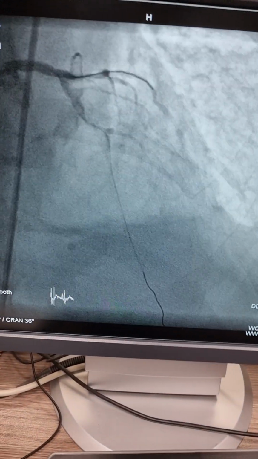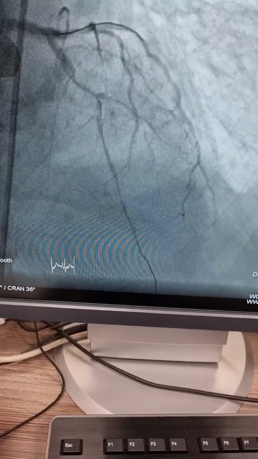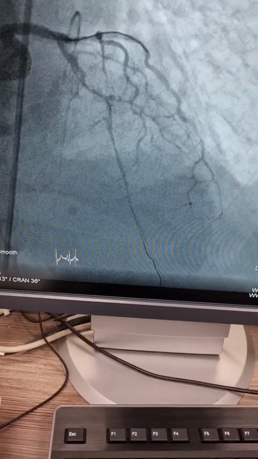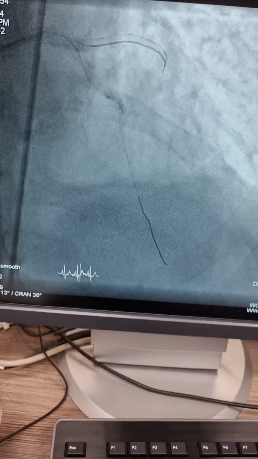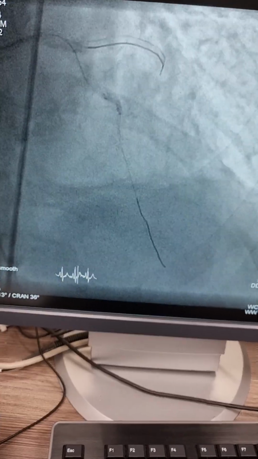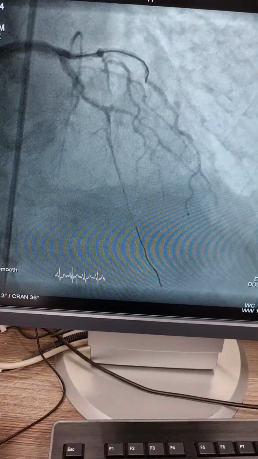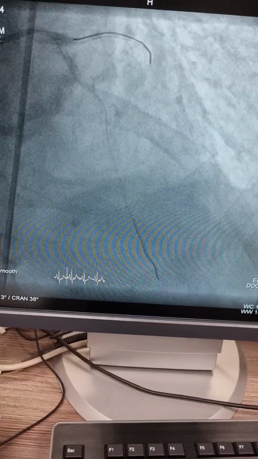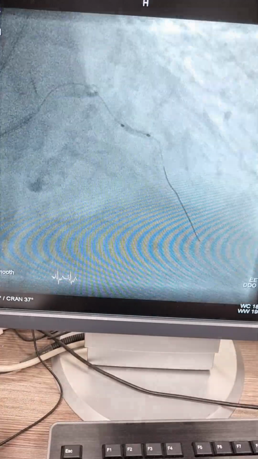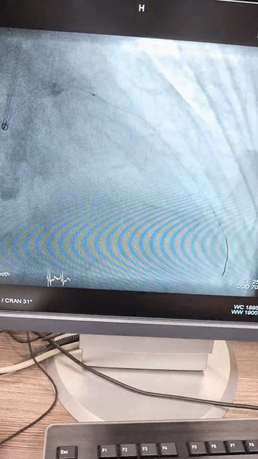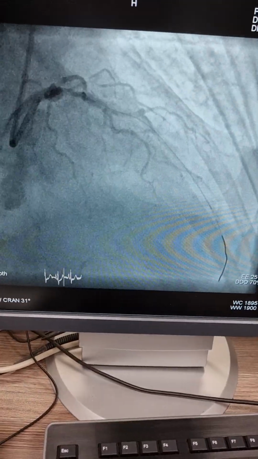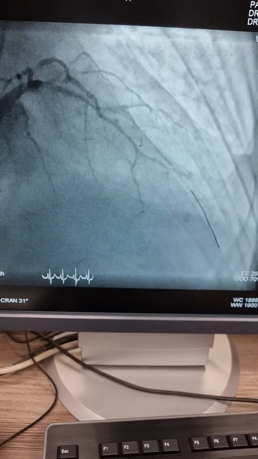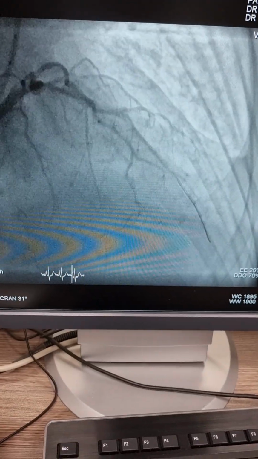So after confirming that I was in the true lumen, the next step now was to predilate these calcified lesions. Because of non-availability of rota in this particular cath lab, I had to resort to different sizes of balloons. So first of all, I tried a 2.0, couldn't predilate the proximal lesions, so I took a 1.0 by 10, then 1.5 by 10, and then again 2.75 by 12 non-compliant balloon. And finally we got this result here.